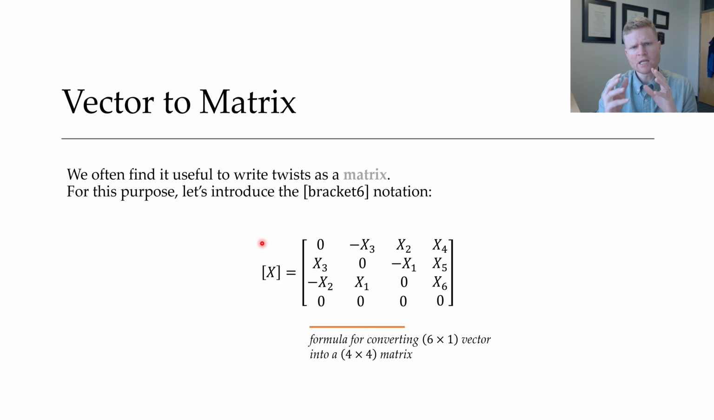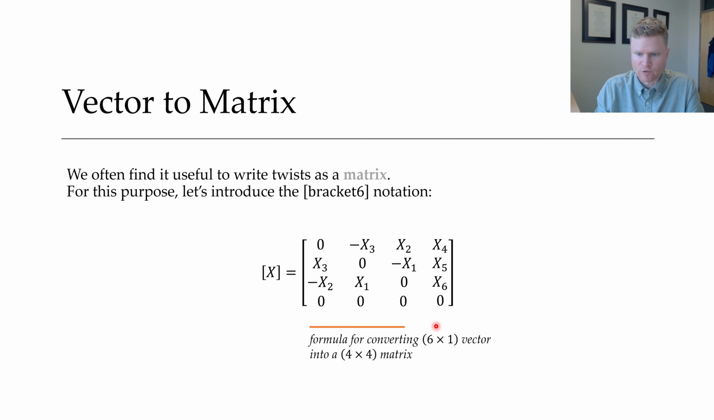Now, kind of like what we did with the angular velocity, with the spatial twists or twists in general, I often want to convert them into matrices. And for this purpose, I'm going to introduce something called a bracket 6 operator. It's going to be similar to the bracket 3 operator. The difference is bracket 3, I apply that when I have a 3-dimensional vector, like an XYZ vector. Bracket 6, I use that when I have a 6-dimensional vector. So I just apply it to vectors of different dimensions.